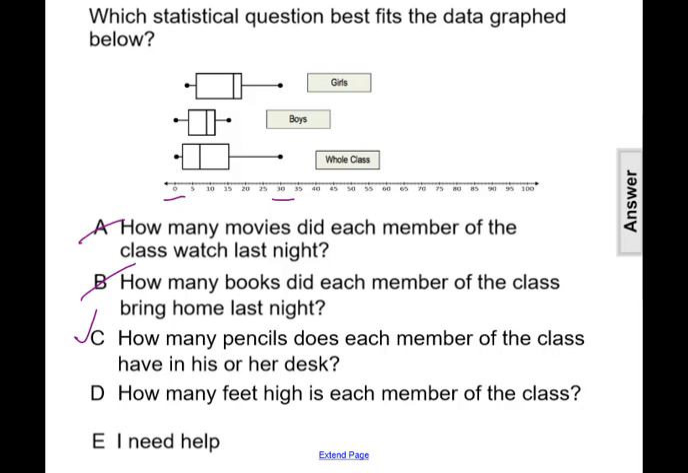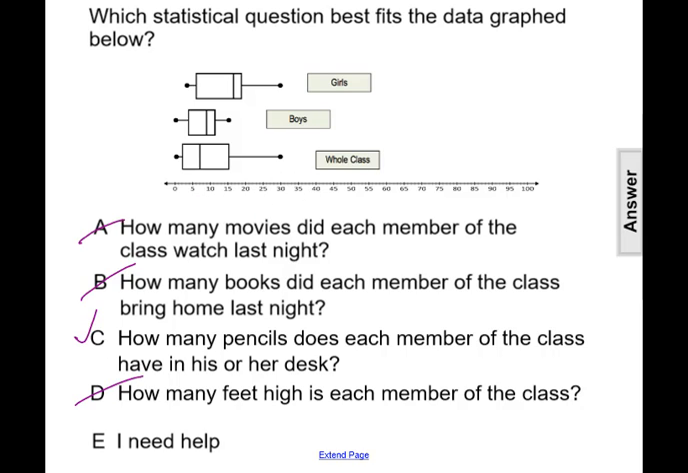Let's just take a look at D first to make sure that question doesn't fit better. D says, how many feet high is each member of the class? Well, right away, very similar to A and B, we have a data point of 30. If you have someone in your class 30 feet high, they should be in the Guinness Book of World Records. So again, these data points are too high. With the 15, with the 10, too high to be measuring the height of the students in your class, so D is not a good question.